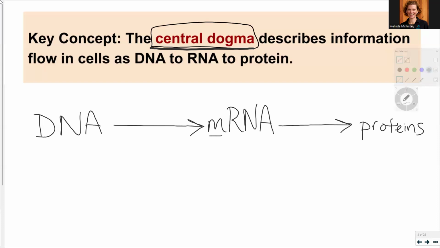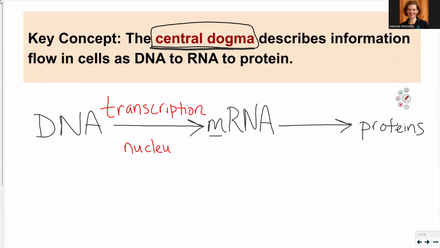So the two main processes we'll learn about are transcription. Transcription occurs in the nucleus of a eukaryotic organism. In a prokaryotic organism like bacteria, it's just going to be in the cytoplasm, but we'll focus on eukaryotes. And then the messenger RNA is going to leave the nucleus, where the DNA stays and remains protected.